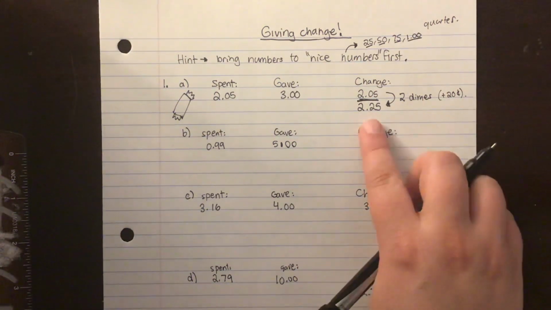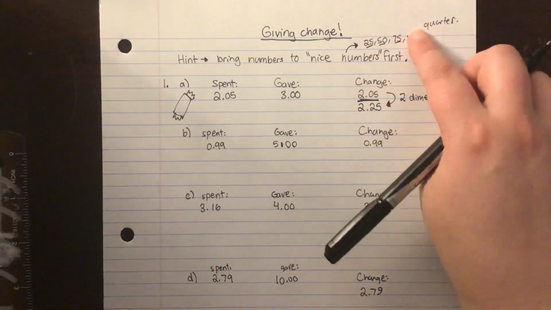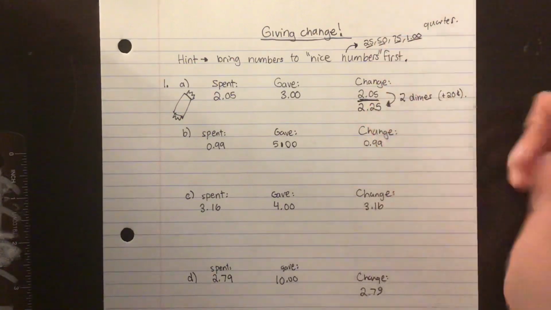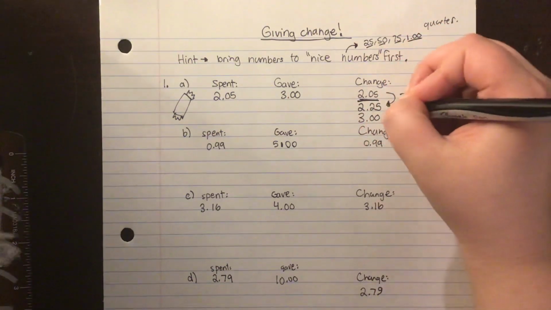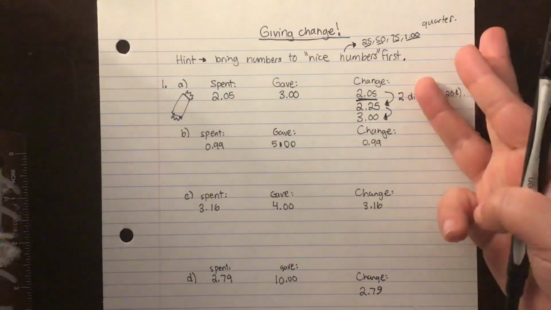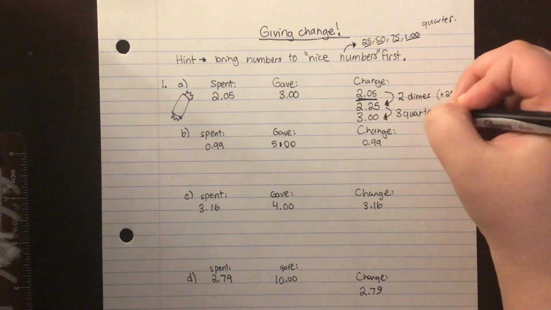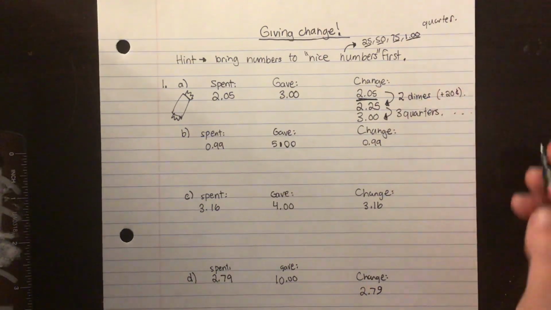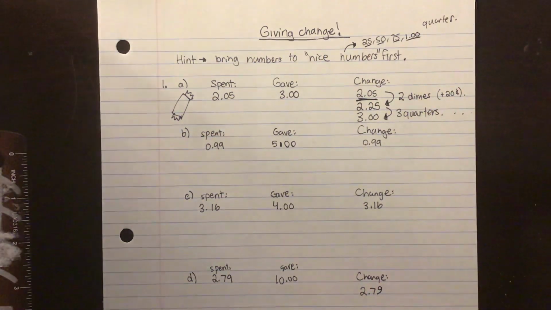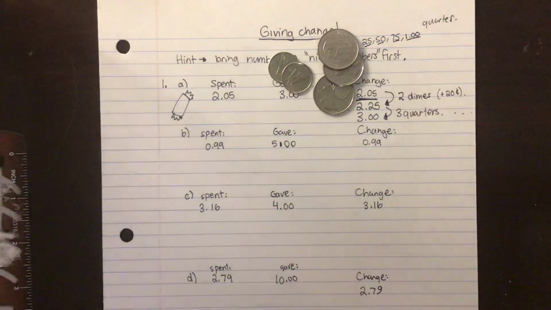So now that we're at $2.25, how do we get to $3? Well, 50, 75, $1. We can go up by quarters now because they're nice numbers. So now I'm going to think, how many quarters did I have to add onto that? 50, 75, $1 more, that is 3 quarters. So I had to add 3 quarters onto that as well. So that means that my change is 20 cents and 75 cents, or 2 dimes and 3 quarters. So the cashier would come back and they give me 2 dimes and 3 quarters to go along with that.